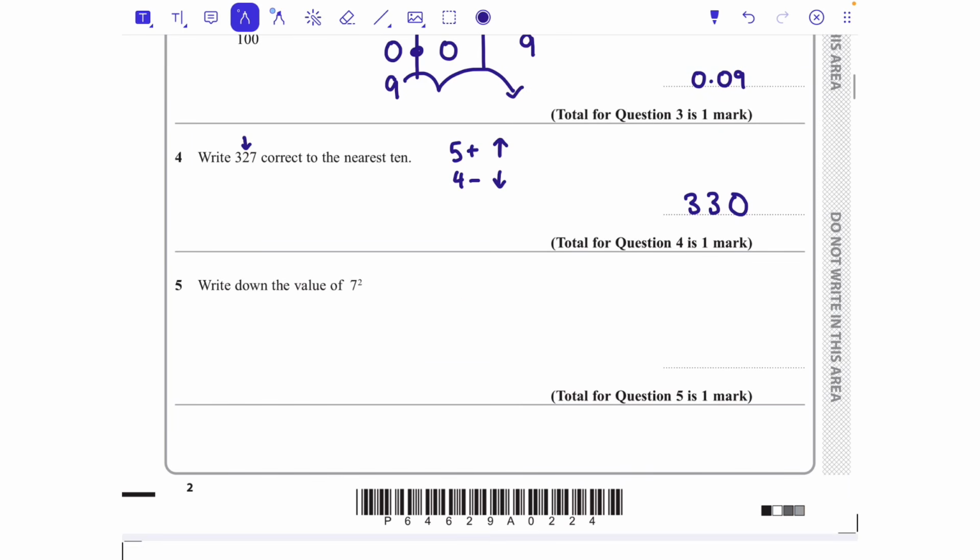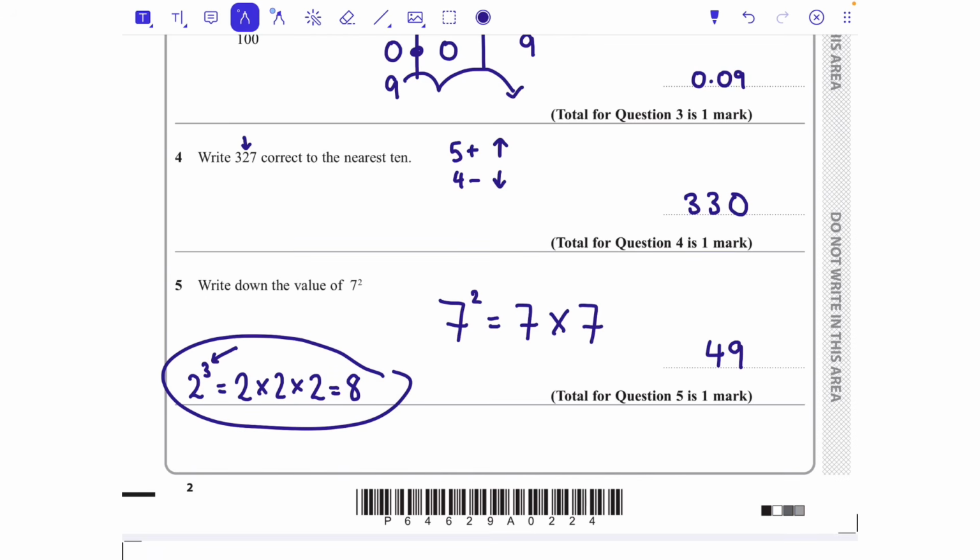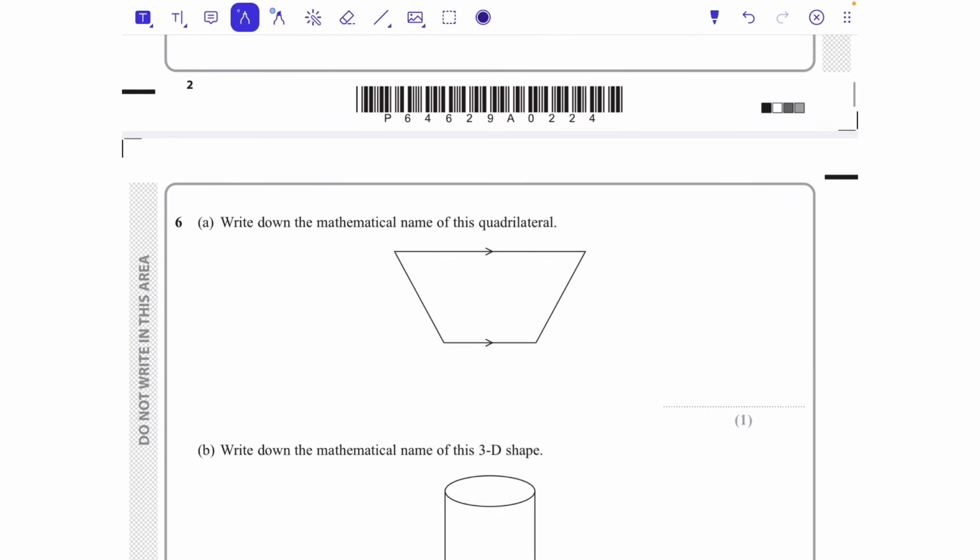Question number 5, write down the value of 7 squared. So when we square a number, that means we are multiplying it by itself. So we're doing 7 times another 7, and 7 times 7 is 49. Really common question on the first page. I've seen previously we get something like 2 cubed. To do that, we would do 2 times 2 times 2. So a little number, the power, the index, is telling you how many times to multiply it by itself. In that case, the answer would have been 8. But an entirely unrelated question, just a bit of extra information for you.